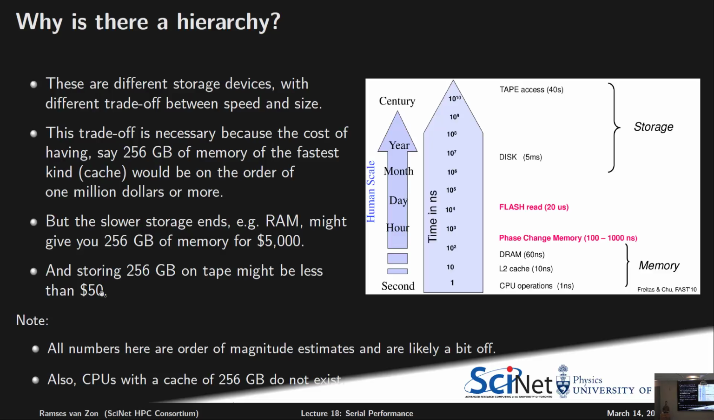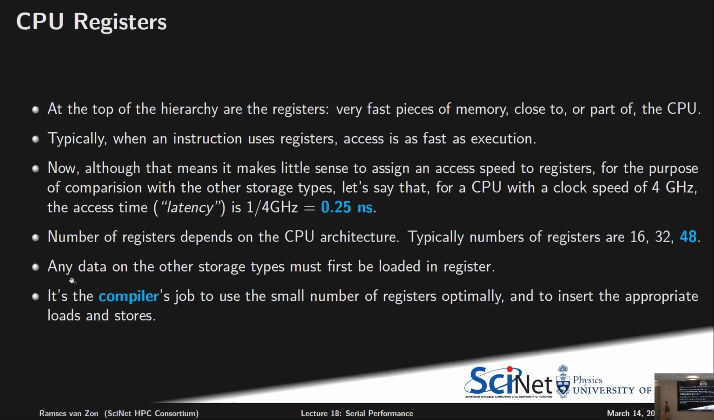So most systems have a hierarchy. They have some of the fast stuff, some of the slower stuff, and some of the real slow stuff. And you will have to decide where things should live. So let's start at the top. Registers.